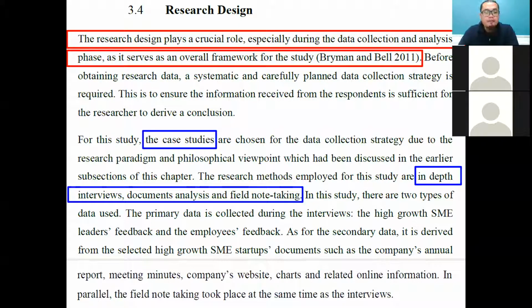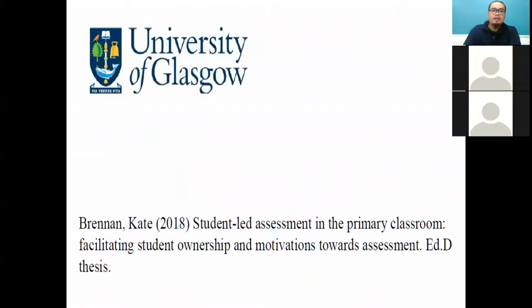In parallel, the field notes taking took place at the same time as the interviews. So this is the process to get the data, or the research strategy, in the case study. Okay, this one is from the pregnant kids: student-led assessment in a primary classroom.